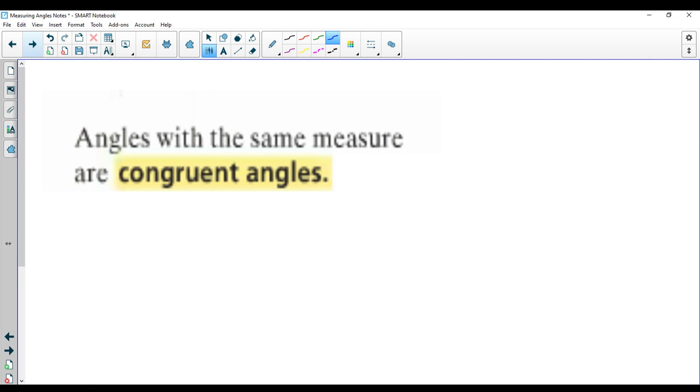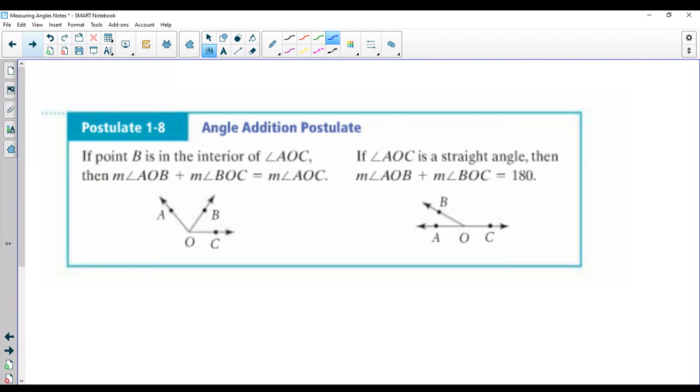Okay? Now, remember we talked about segments, that if 2 segments have the exact same length, they are congruent segments. Similar idea with angles. If 2 angles have the exact same measure, we call them congruent. And remember, the symbol for congruent is an equal sign with a squiggle on top. Alright. Big thing here. Just like we had a segment addition postulate, we have an angle addition postulate, okay?